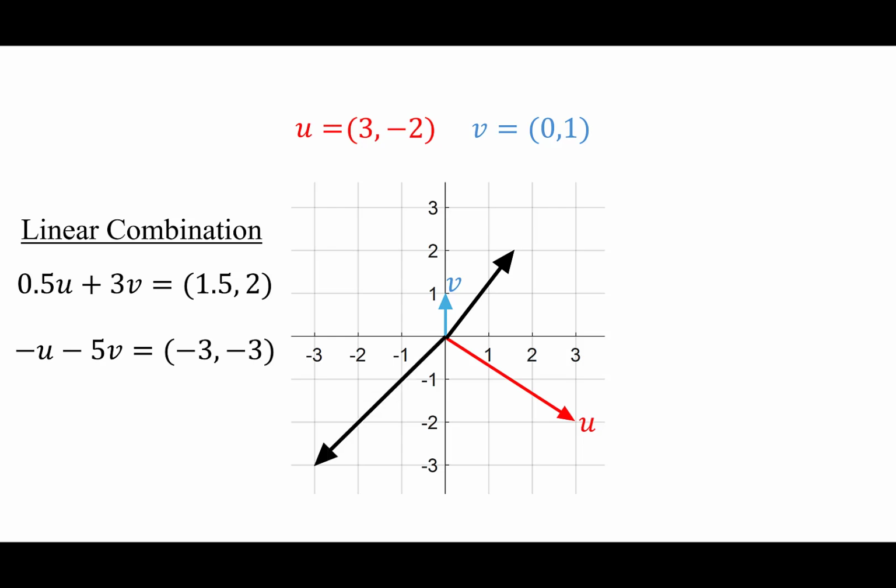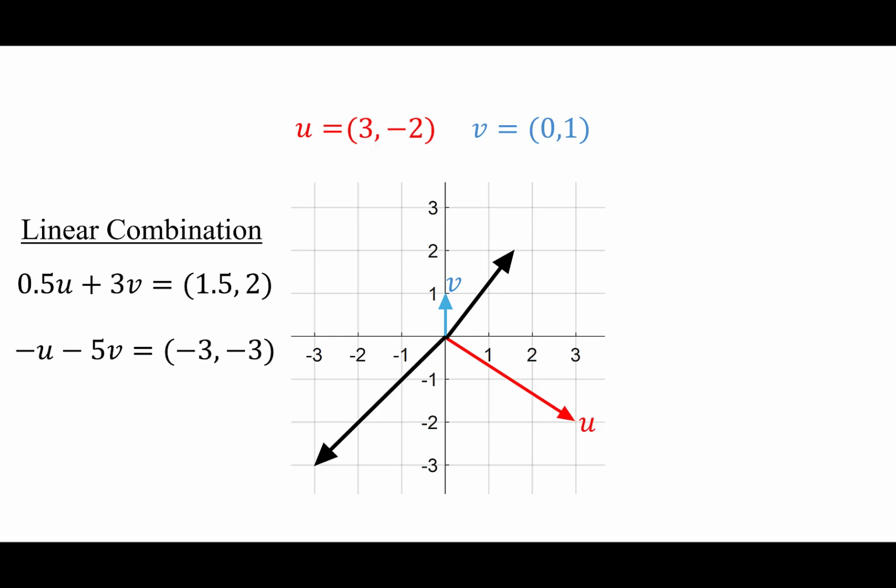Those are both linear combinations of the vectors u and v. Again, linear combination just means you scale your vectors and then add them up, and that would be a particular linear combination of those vectors.